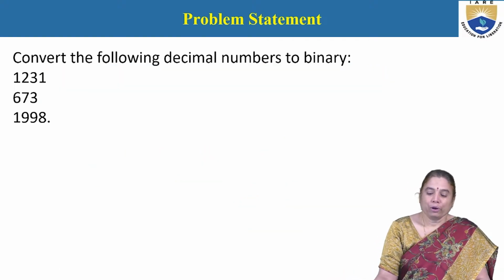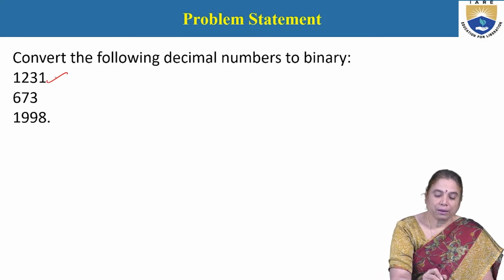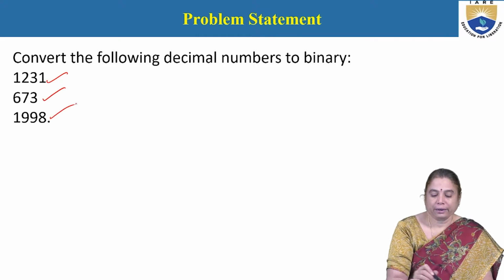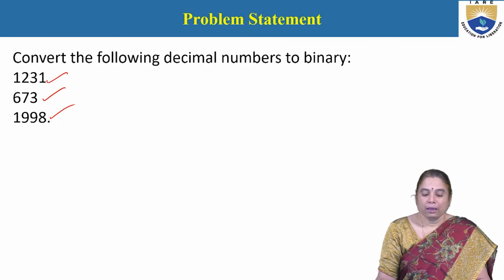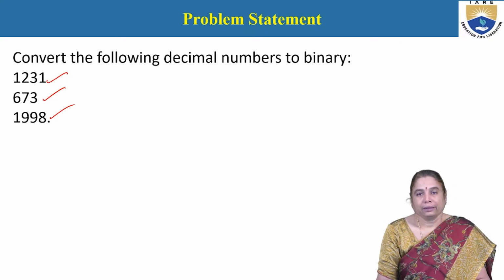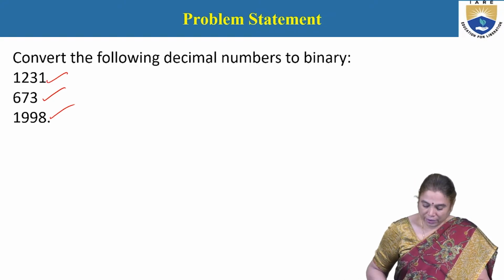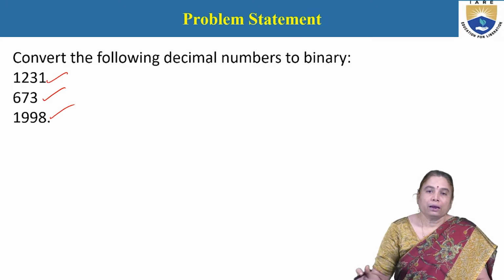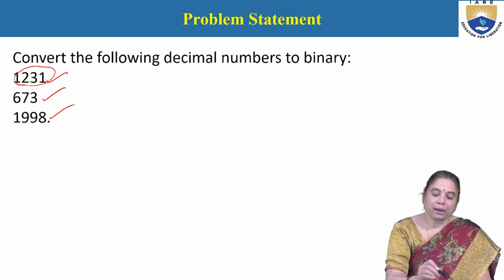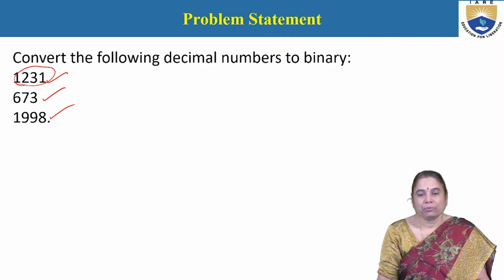Next, convert the following decimal numbers to binary, that is 1231, 673, 1998. Here we have to follow the continuous division method and write the remainders in a bottom-up fashion to get the binary equivalent. The binary number system has the base value 2, so we divide the number by 2 and write the remainders in a bottom-up fashion to get the binary equivalent.